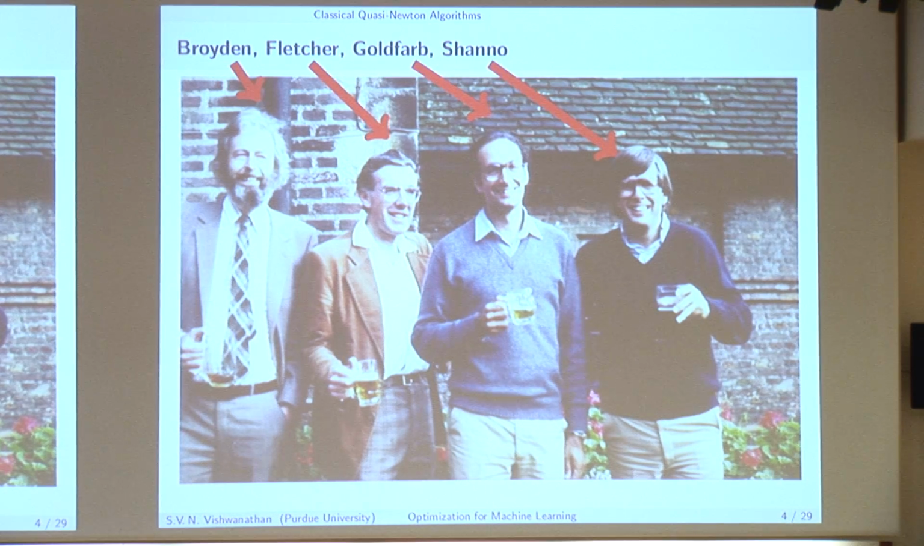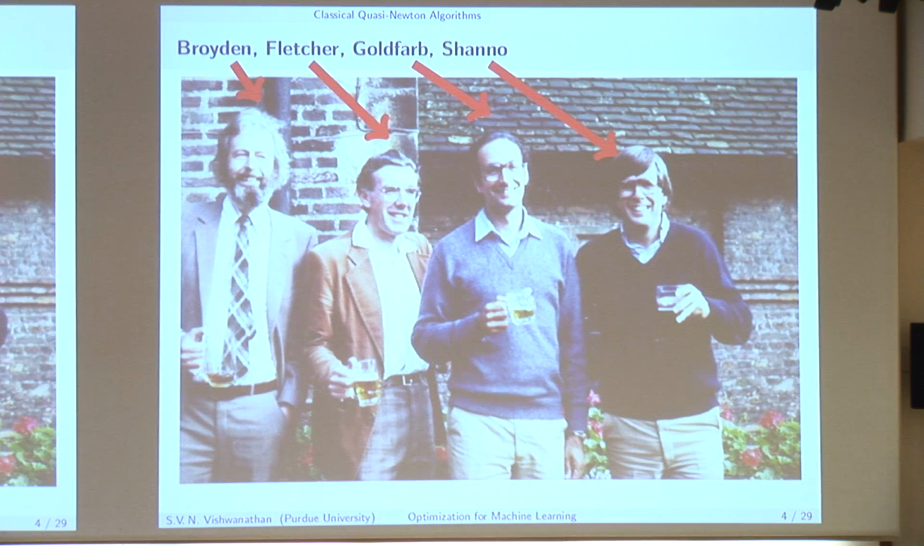By default, at least as far as I know, they all call an algorithm called LBFGS. L for limited memory, and BFGS stands for these four gentlemen: Broyden, Fletcher, Goldfarb, and Shanno.